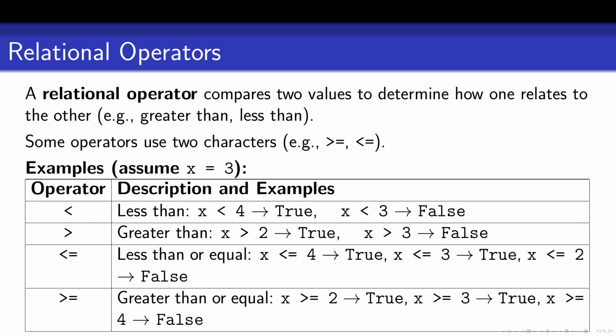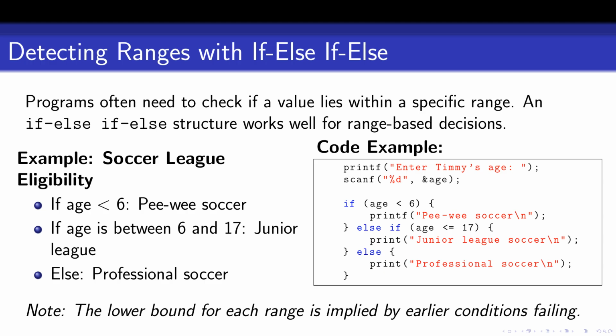Understanding these comparisons is key to building programs that make smart decisions. In many real-world programs, we don't just check for one specific value. We want to know if something falls within a certain range. That's where multi-branch if, else if, else structures come in.